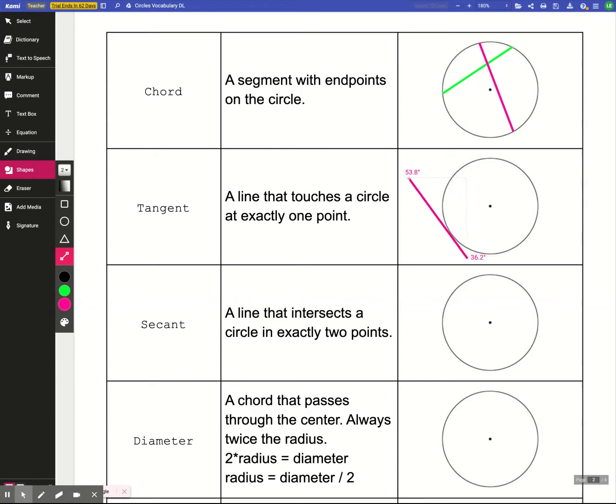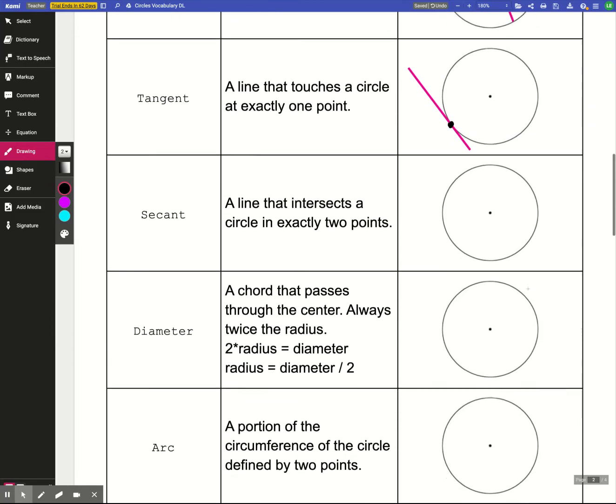Okay, so this right here is a tangent, okay, because you can see that it touches that circle at only one spot right there, okay? So a tangent is always going to be entirely outside the circle. It's almost like it just kind of hits the circle and then keeps going on its merry way, okay?